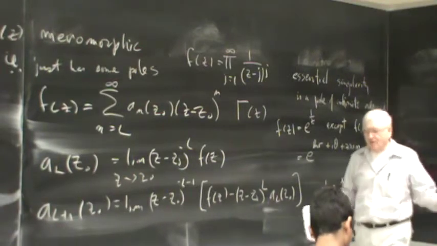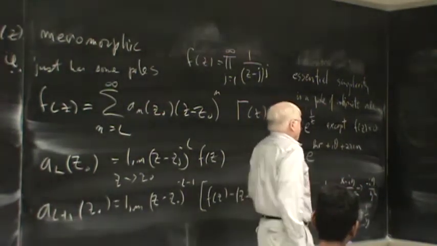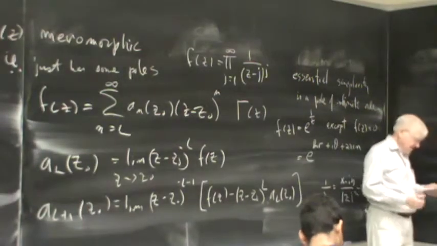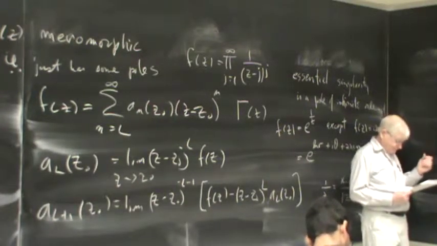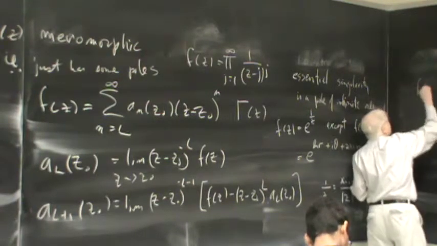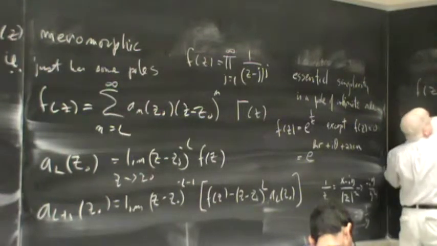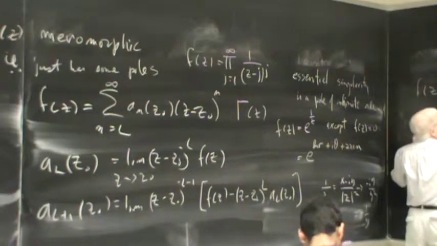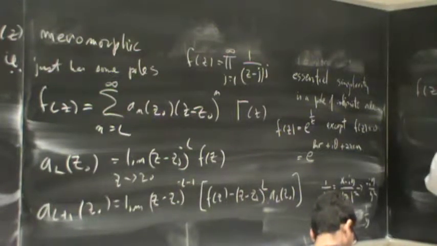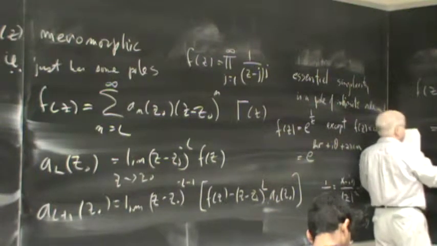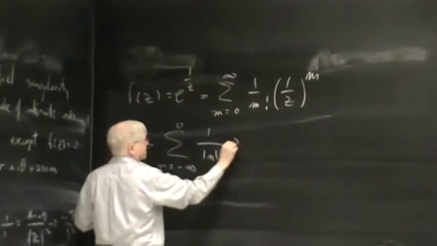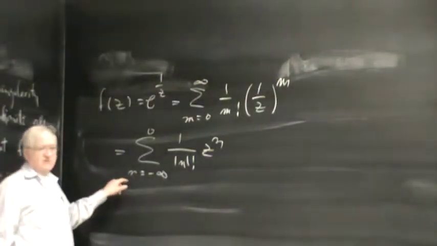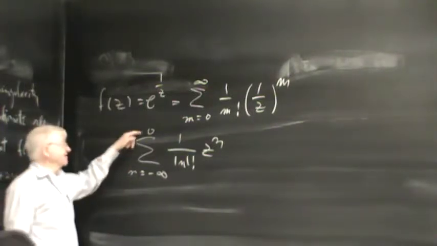So that's, I don't know why I went on so long with that example, but maybe just to show you how spooky these singularities are. And in fact, the Laurent series for this e to the 1 over z is just the sum n equals 0 to infinity of 1 over n factorial times 1 over z to the n. So this is the sum n equals minus infinity to 0 of 1 over the absolute value of n factorial times z to the n. So you see the Laurent series goes from minus infinity and then it just peters out at 0.